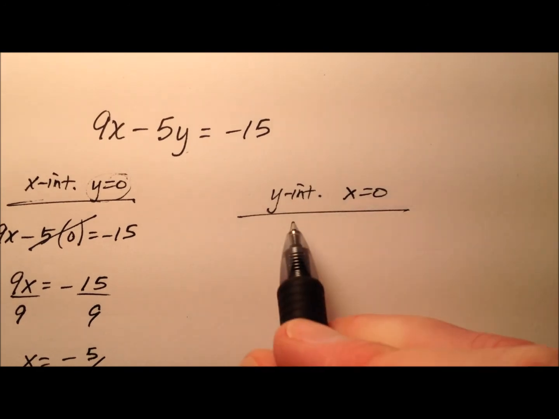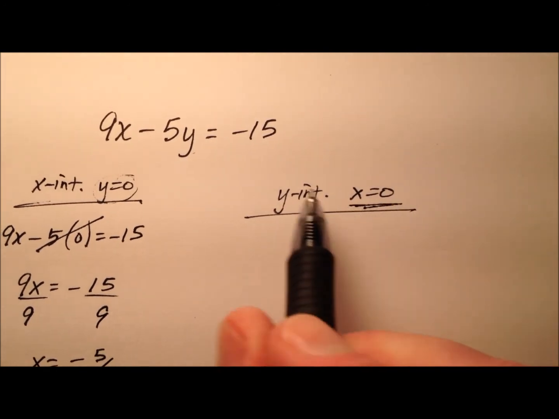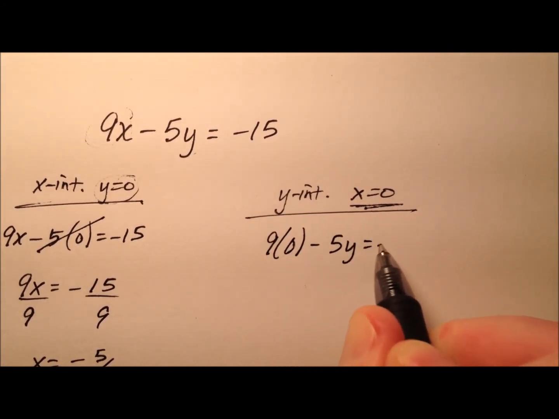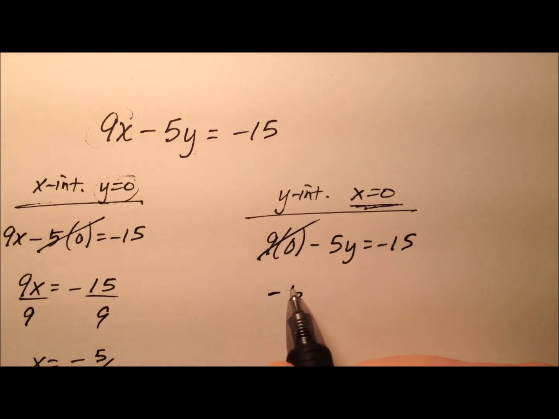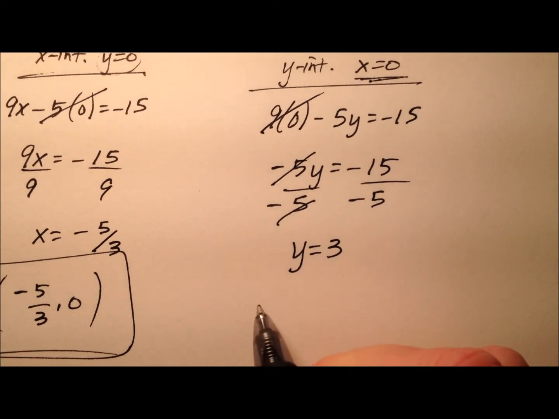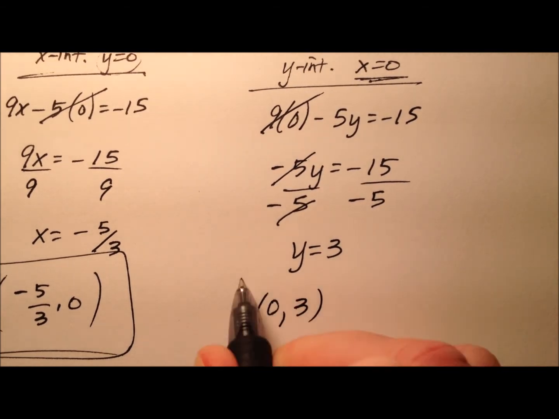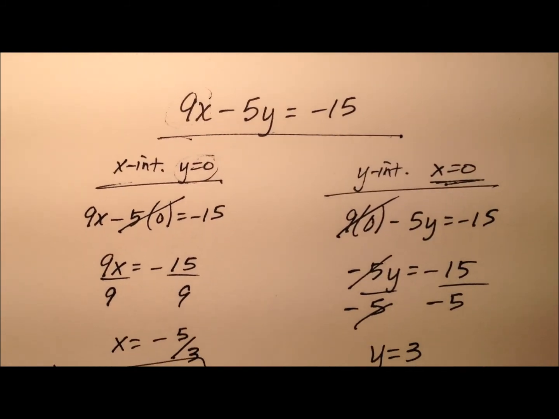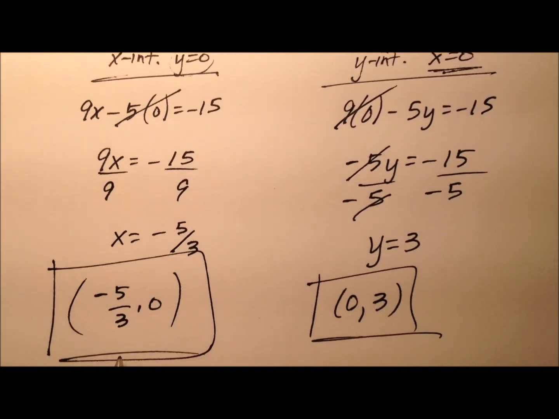Let's go ahead and do the same for our y-intercept. And our y-intercept is where x is 0, so it's going to zero this one out. And again, I'll show you the work. So when that zeroes out, I have negative 5y equals negative 15. Division by negative 5 shows me that y equals 3. Okay, so my ordered pair then is 0 for my x, 3 for my y. And this linear equation given to me in standard form has intercepts (-5/3, 0) and (0, 3). Let's go ahead and take a look at a graph of that.